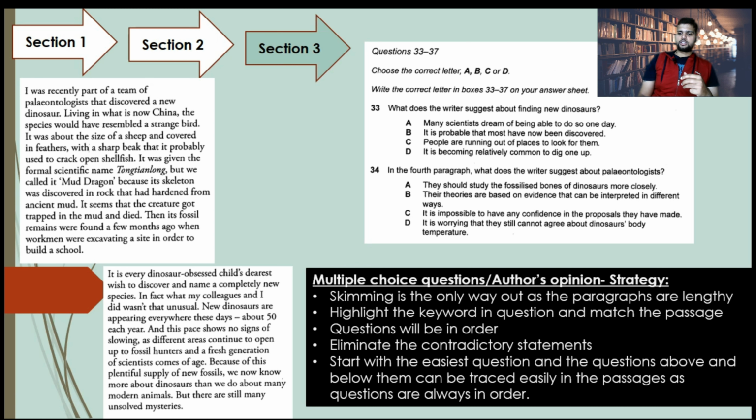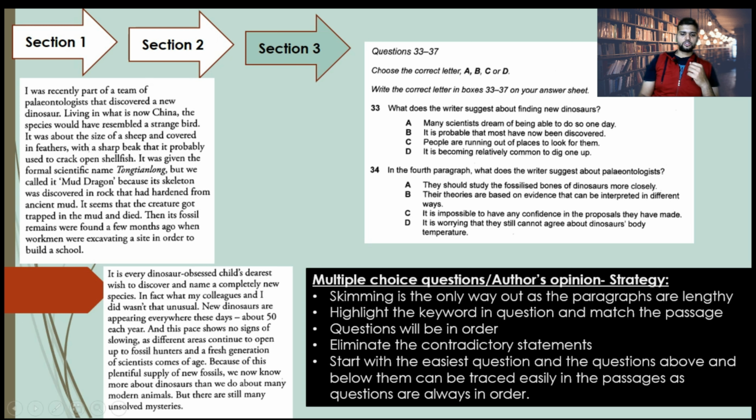Now the question you have just understood, they are mentioning the discoveries. People are envying that one fine day they'll also be able to find this, or they should be the ones who will be making such discoveries. That is one option. The second option is that most have already been discovered, and there is nothing left to discover further. The third one says they have searched all the area, and there is no area left for new research. The fourth one is it is becoming relatively common to dig one up. So over here we just need to skim it. Something about discoveries they are saying.